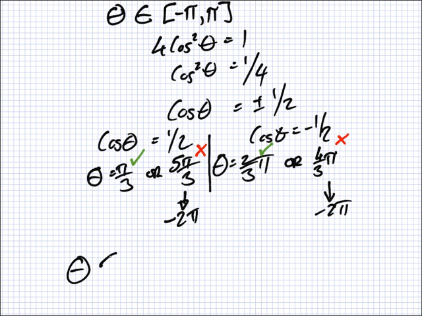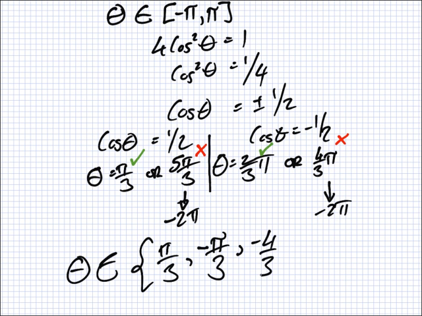So theta could be pi over 3 minus pi over 3. Yeah, and then what's that? Minus 4 over 3? Yeah? Yeah. No. Oh, sorry, that one's fine. 2 pi over 3 and minus 2 pi over 3. They're the 4 answers then.